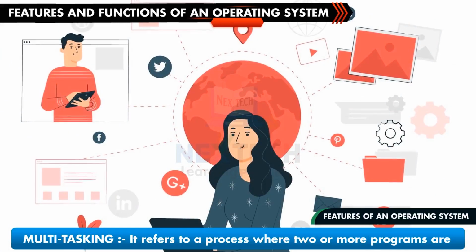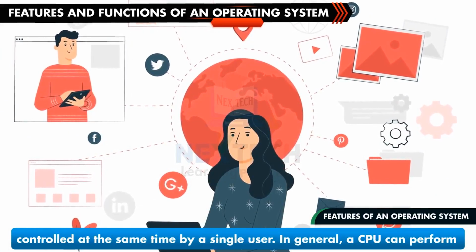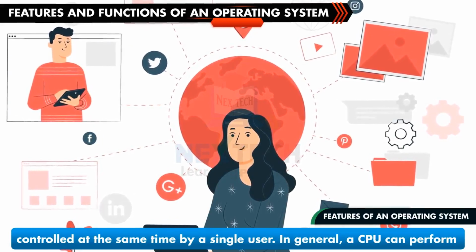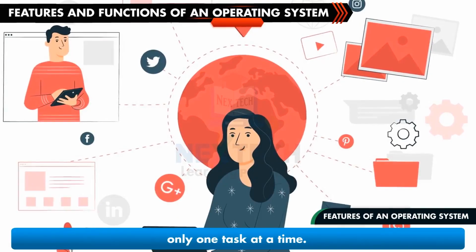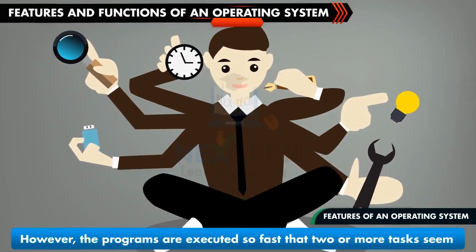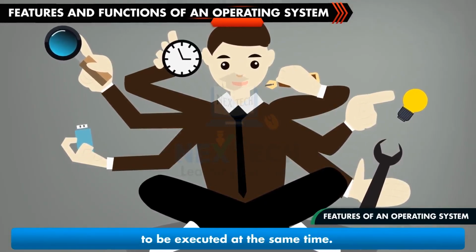Multitasking. It refers to a process where two or more programs are controlled at the same time by a single user. In general, a CPU can perform only one task at a time. However, the programs are executed so fast that two or more tasks seem to be executed at the same time.